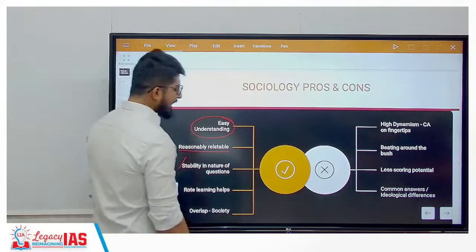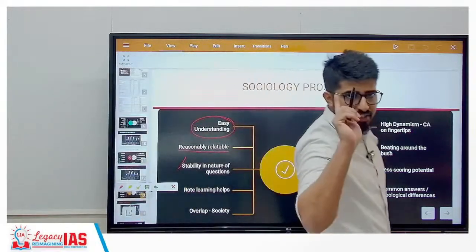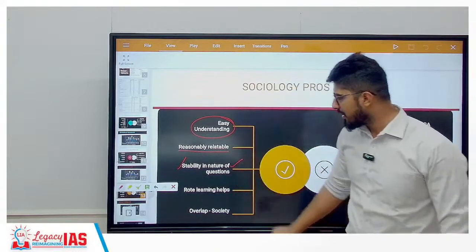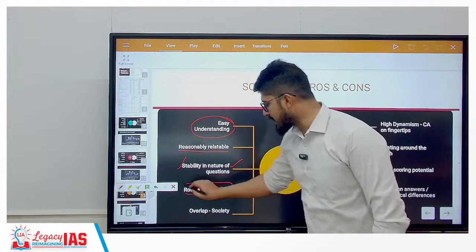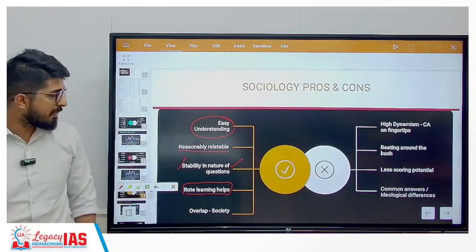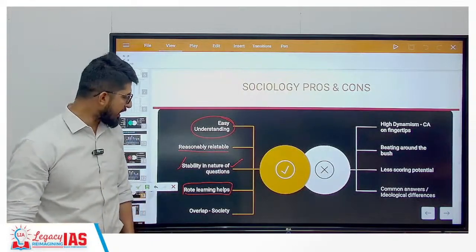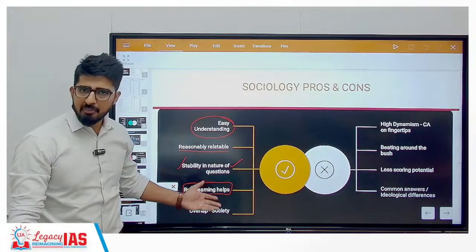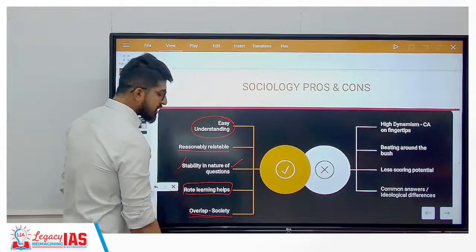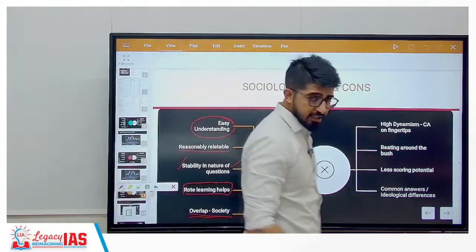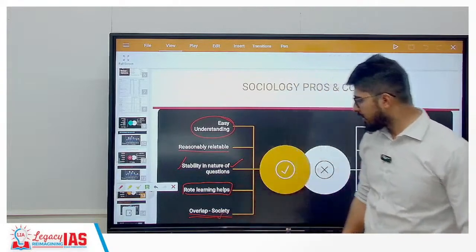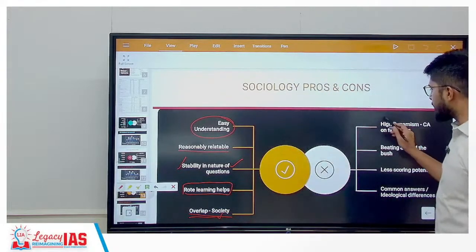There is stability in the nature of the questions, as I had mentioned, related to your anthropology. There is stability in the nature of questions. Rote learning to an extent helps. People who are rote learners, who do the by heart, the rote learning, memorizing, for them it can be handy to an extent. And it overlaps with a subject in your GS called society, Indian society and social justice. It overlaps there, okay?